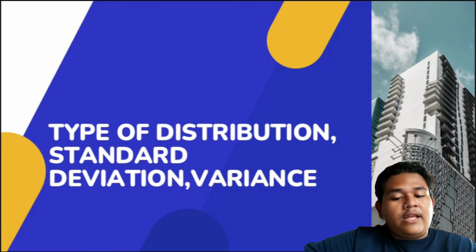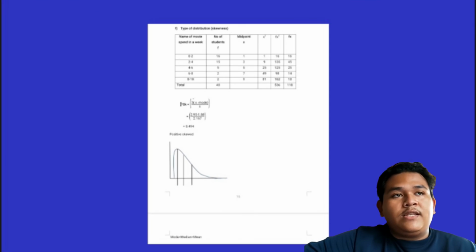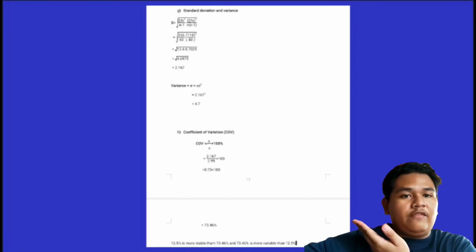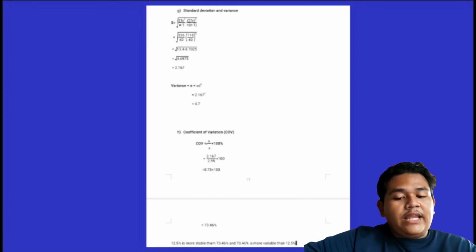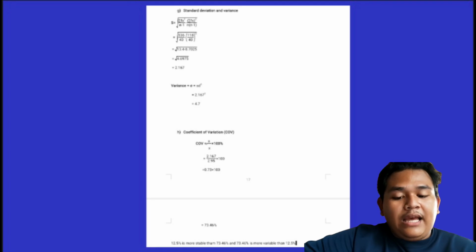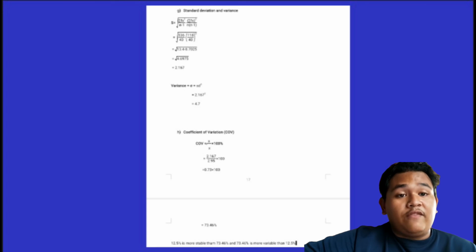So next is standard deviation and variance. This is the problem solving of standard deviation. This is the formula of standard deviation. And the answer for standard deviation is 2.167. And the variance is standard deviation squared. So the answer for variance is 2.167 squared, and we will get 4.7.